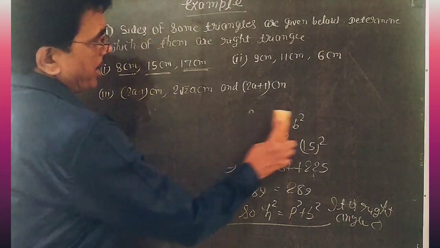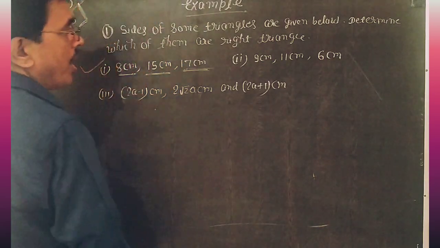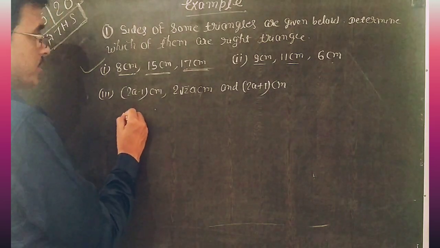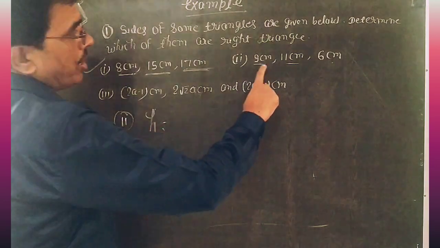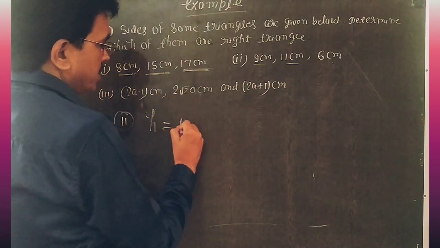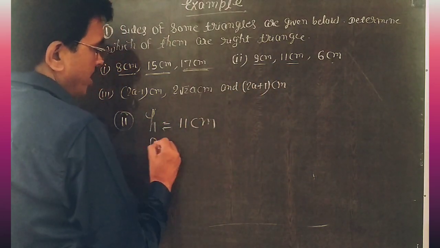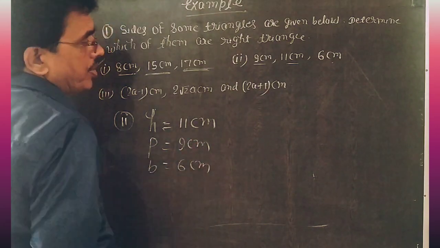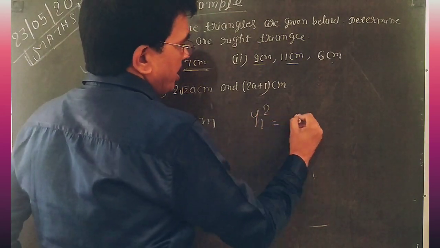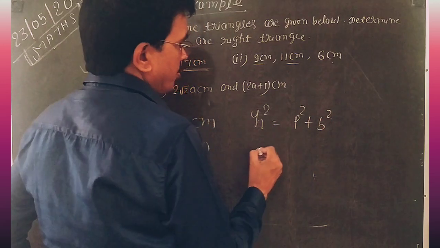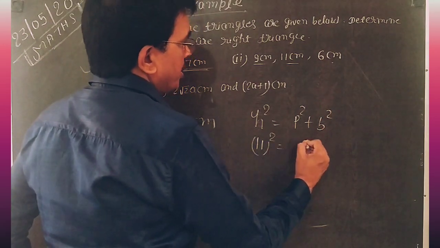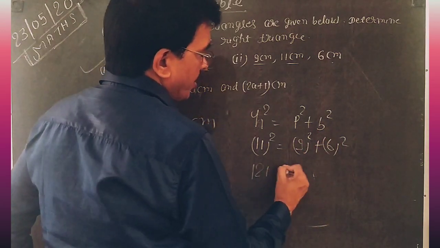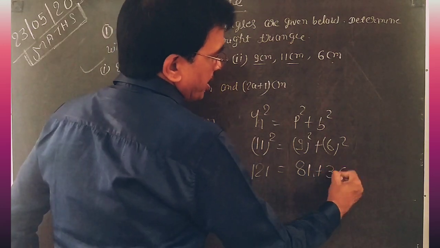Now find the second question. In the second question you have 9, 11 and 6. What is the hypotenuse? What is the longest? That is 11. So the hypotenuse is 11 cm. The other perpendicular is 9 cm and base is 6 cm. You check whether h square is equal to p square plus b square, yes or not. So 11 square is equal to 9 square plus 6 square. It is 121, it is 81, it is 36.